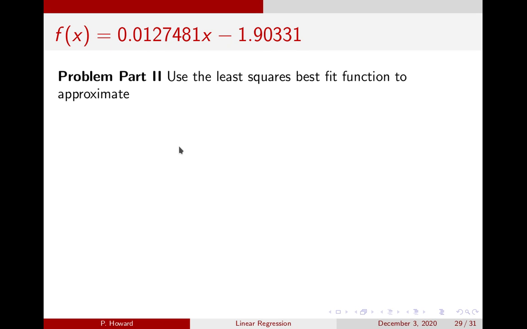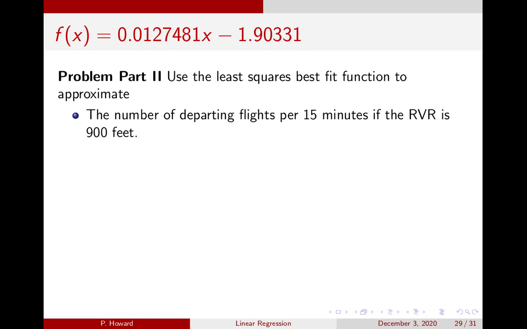Okay, here is the least squares function, the best fit, the function for which the sum of the squared deviations is smallest. And I want to use it to approximate, first of all, the number of departing flights per 15-minute period if the RVR is 900 feet. So this was not one of the measurements taken.